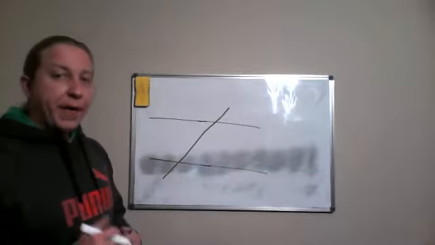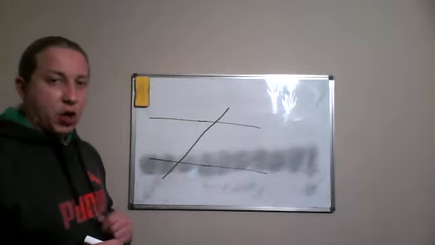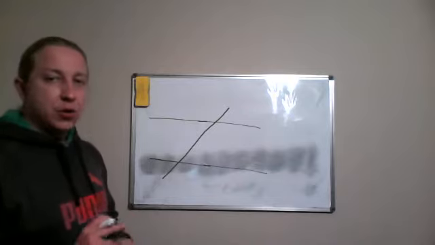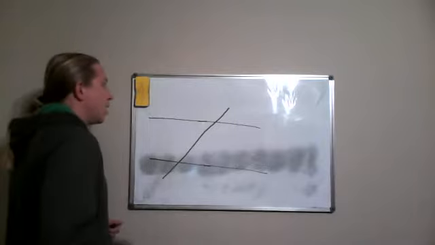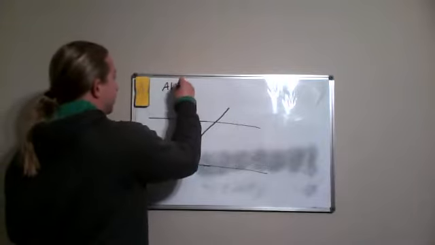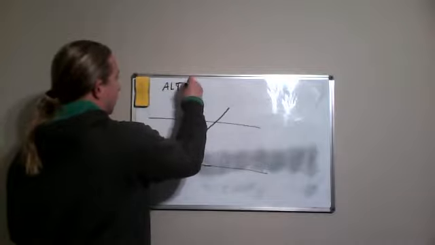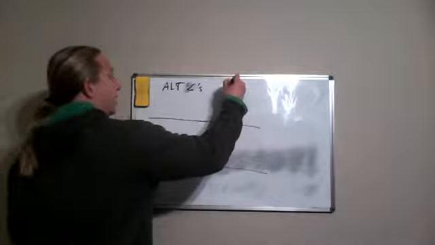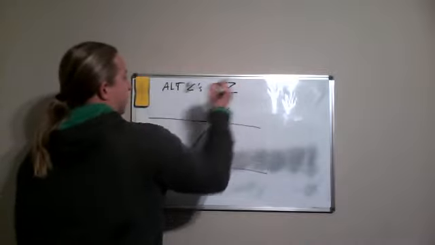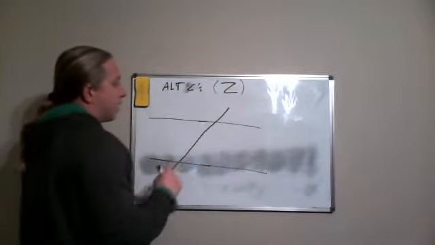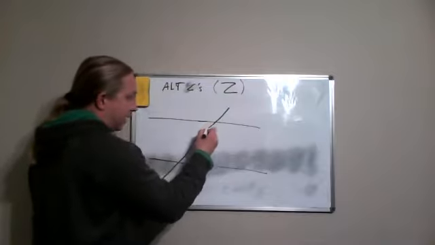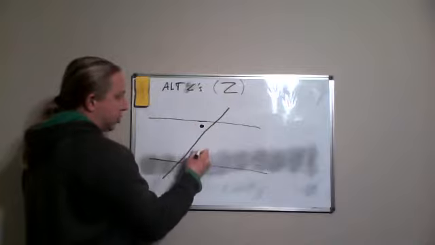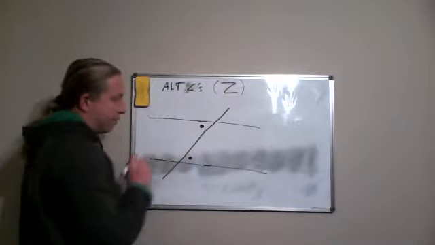So with parallel lines, there's three types of angles: co-interior, alternate, and corresponding. Each one has a letter to use to remember them. So we have alternate angles, and that forms a letter Z. Now, the Z is here. There's our Z. So this angle is alternate angle to this angle here.